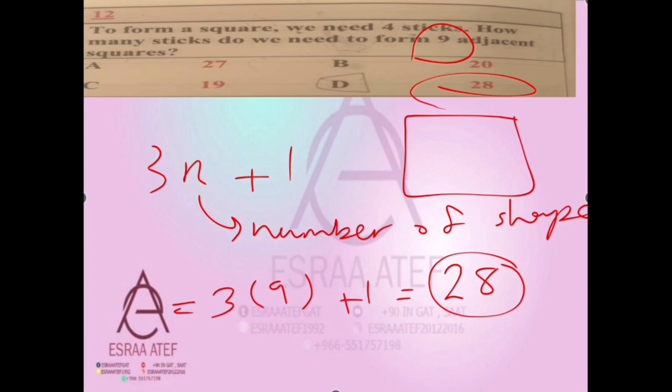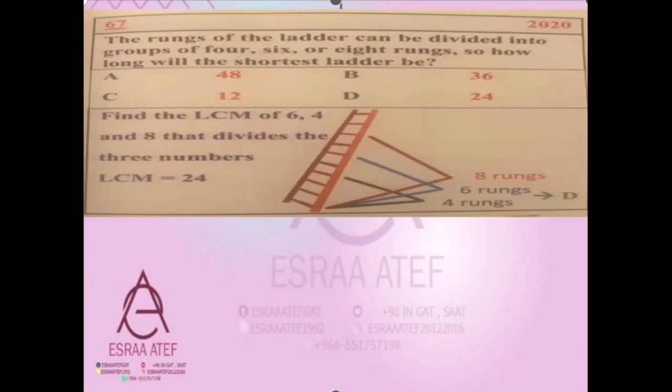Now if I have triangles beside each other, I will use the rule which is one less than it, 2n plus 1, and the same approach. If I use a hexagon board, the same, it will be 5n plus 1, and so on.